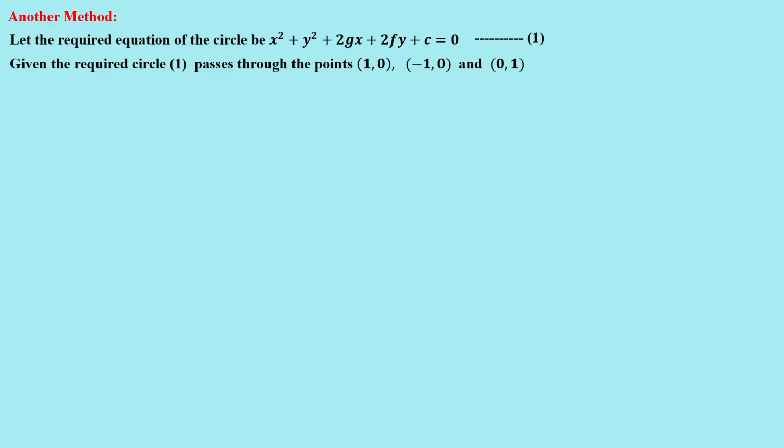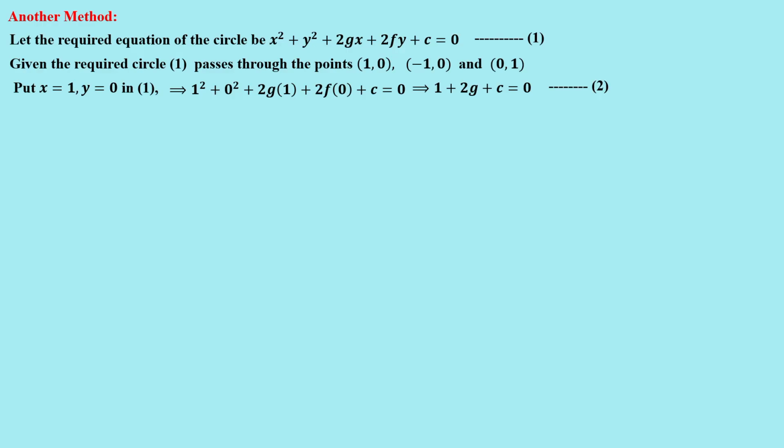Put x = 1, y = 0 in equation 1. You will get 1² + 0² + 2g into 1 + 2f into 0 + c = 0. So the first equation is 1 + 2g + c = 0. That is equation number 2. Then put the second point: x = -1 and y = 0 in equation 1. So (-1)² + 0² + 2g into (-1) + 2f into 0 + c = 0. Now the next equation is 1 - 2g + c = 0.